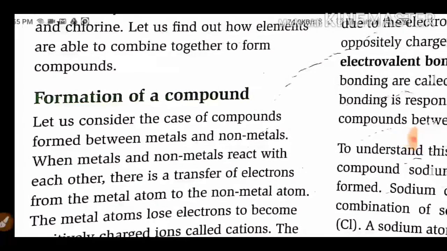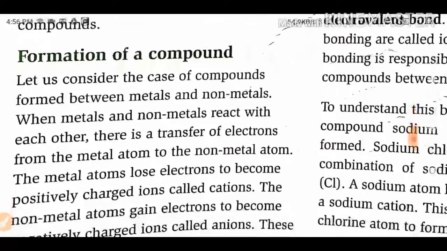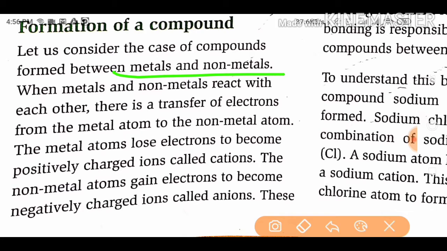Let us consider the case of compounds formed between metals and non-metals. When metals and non-metals react with each other, there is a transfer of electrons from the metal atom to the non-metal atom. First you have to read about metals and non-metals, and how compounds are formed between them. So there is a transfer of electrons between metal and non-metal.